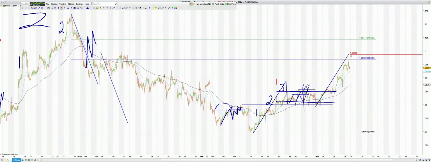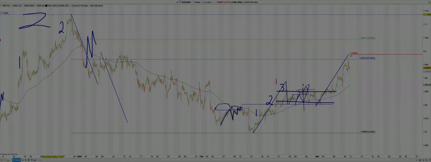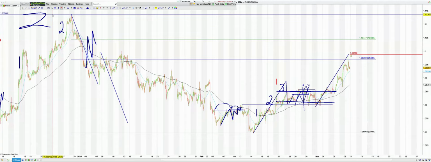I'm going to wait for the CP. Really nice. Let me jot that down. Euro USD. Okay, cool.